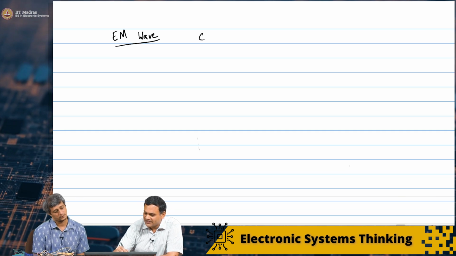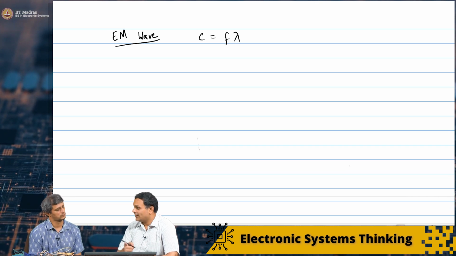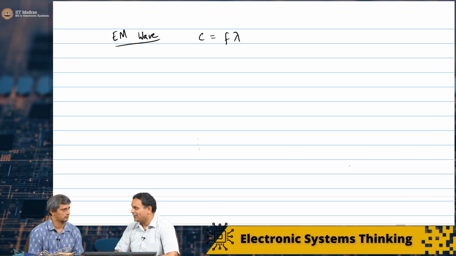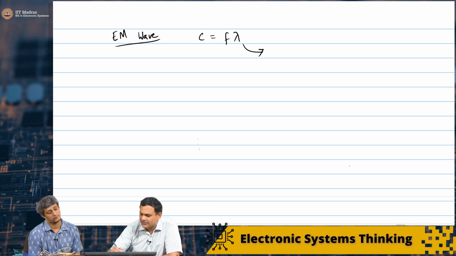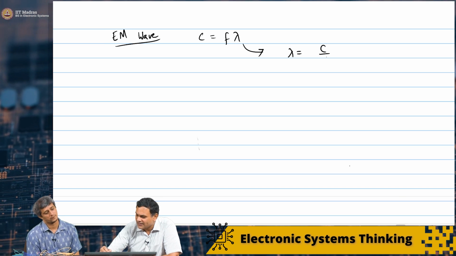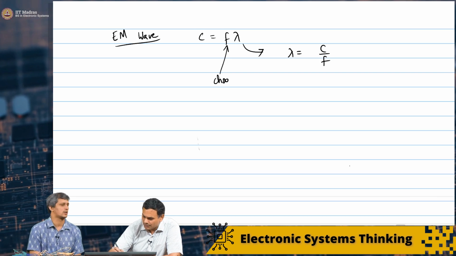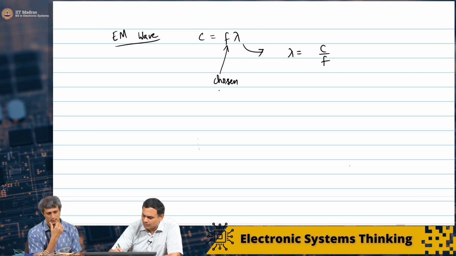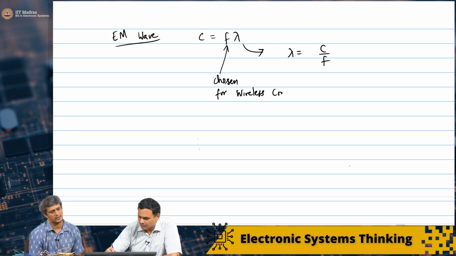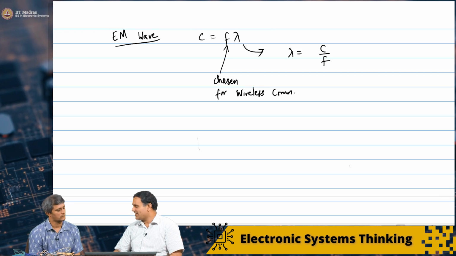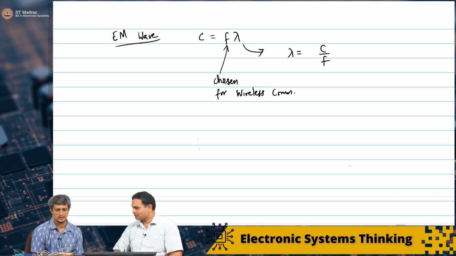We said C equals F lambda. Now we are choosing F, and corresponding to that, lambda is automatically chosen, fixed. You think of lambda as C over F. F is chosen for communication. For FM, it's some 100 megahertz, and AM, like you said, is at most 1 megahertz. So you choose the frequency, or a frequency band, for wireless communication, and automatically lambda is chosen.